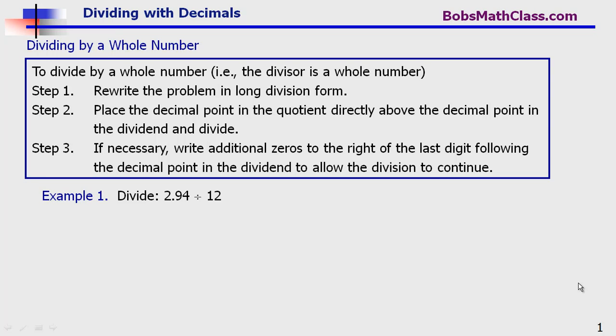Dividing with decimals. Dividing by a whole number. To divide by a whole number, what that means is that the divisor is a whole number. Step 1, rewrite the problem in long division form. Step 2, place the decimal point in the quotient directly above the decimal point in the dividend and divide. And step 3, if necessary, write additional zeros to the right of the last digit following the decimal point in the dividend to allow the division to continue.